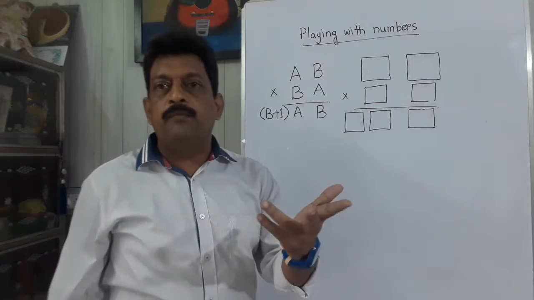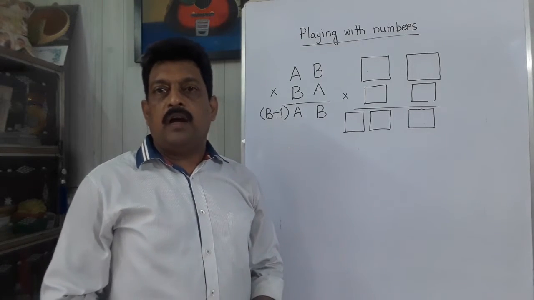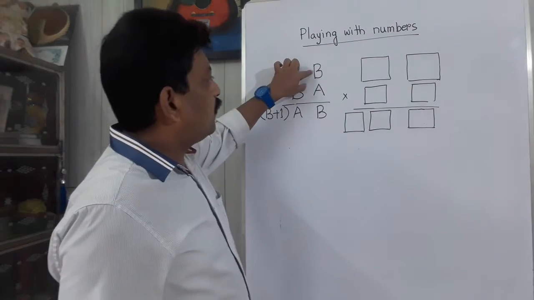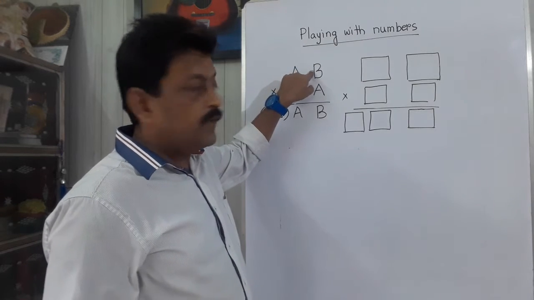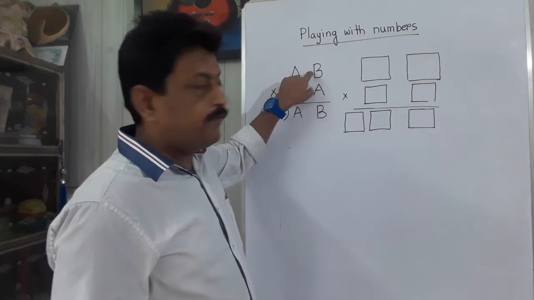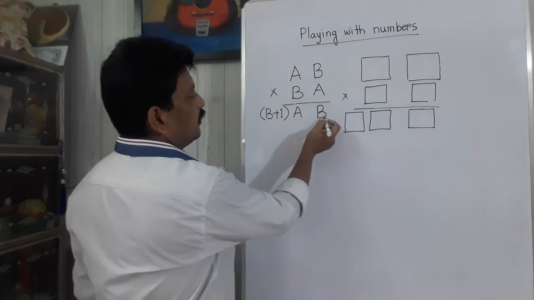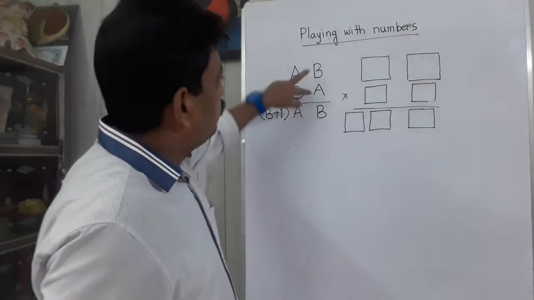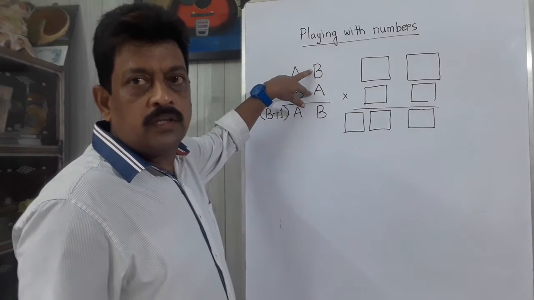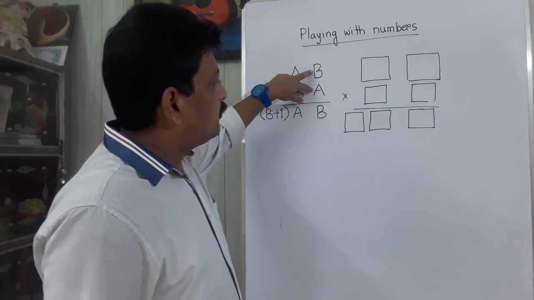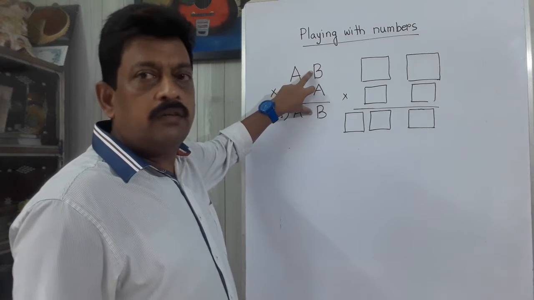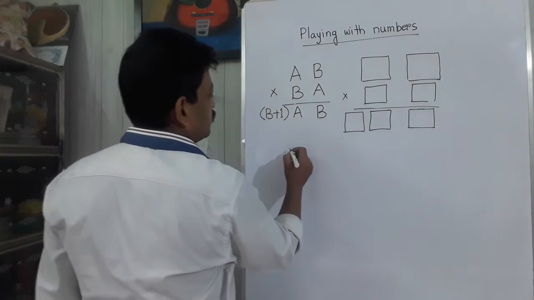So again same thing. Either it will be 0 or it will be 5, because 5 into any odd number, of course not any even number, will give 5 at the unit place. So I am writing B as 5.